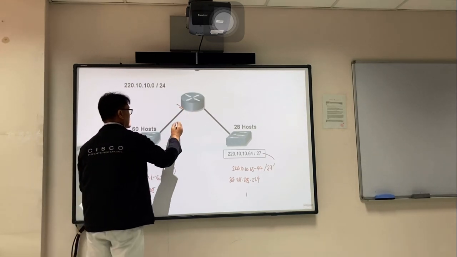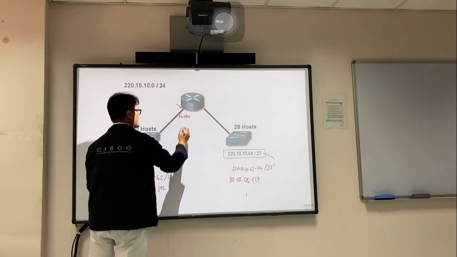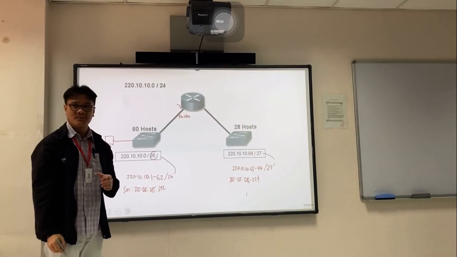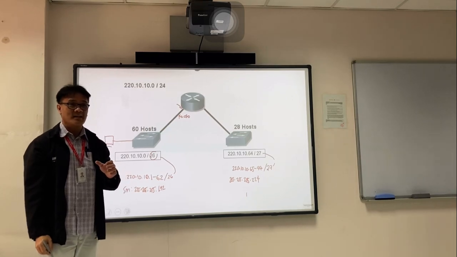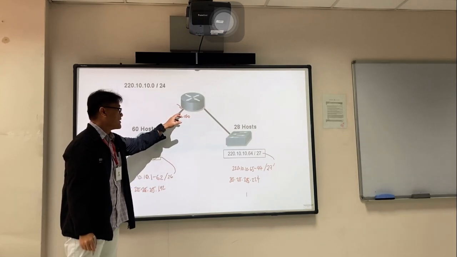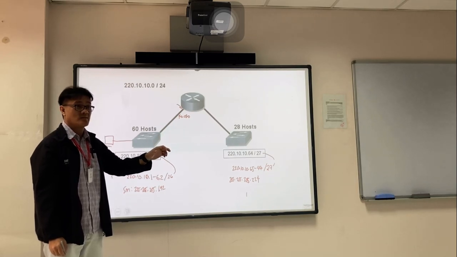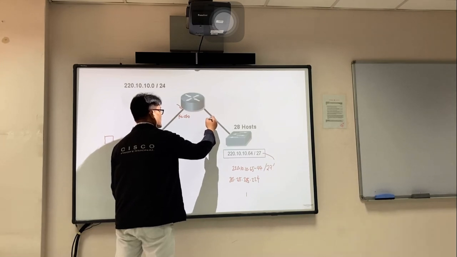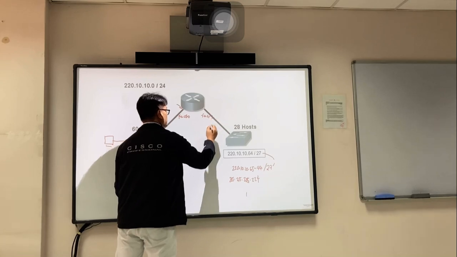So assume that this interface is called FastEthernet 0/0. You will see that later once you start building your network and you choose a router. You will know if you're connecting your interface on FastEthernet 0/0 or FastEthernet 0/1. You will know that there's a label. Assume that you're connecting this part of the network into FastEthernet 0/1.